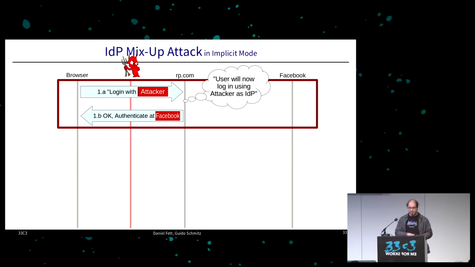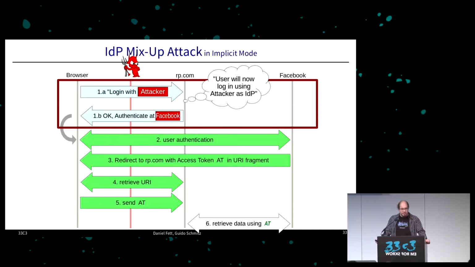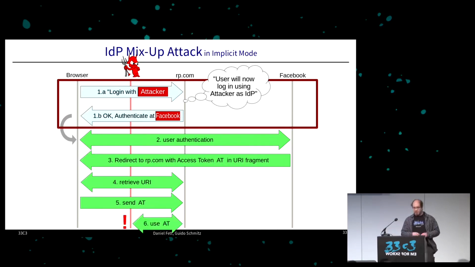But now, as the attacker still sits as man in the middle, he can just change it back to Facebook. So the OAuth dance continues as usual. You go to Facebook, authenticate there, you get redirected back with probably some access token, and then eventually the relying party retrieves this access token and wants to use it. So what happens? It won't use this access token at Facebook, but at the attacker instead, because it still thinks that the attacker is the identity provider that is used here.